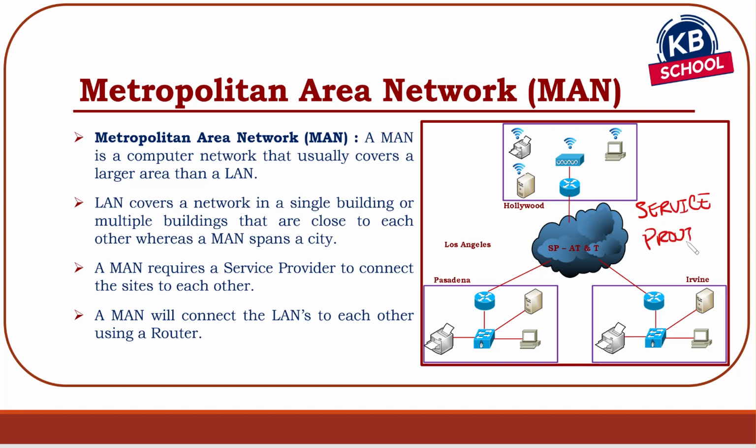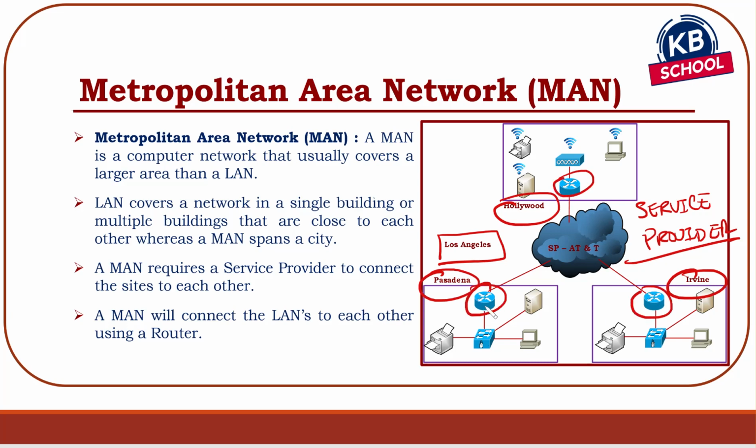The function of the service provider, which is generally your phone companies that have cables already laid out in different parts of the city, I want to connect my sites in different parts of the city, same city, to each other. So in the Los Angeles metropolitan area, I have Hollywood, I have Pasadena, I have Irvine. These are different cities within the Los Angeles metropolitan area. I use the help of AT&T to connect these sites to each other. Again, I would have a router on the edge of these different sites. They might have LANs in a single office or maybe multiple floors, multiple buildings, but then I'm connecting these sites to other sites within the same metropolitan area.